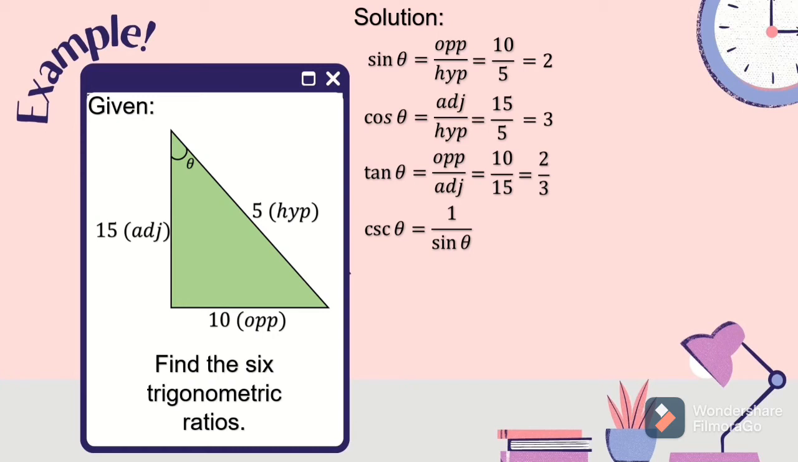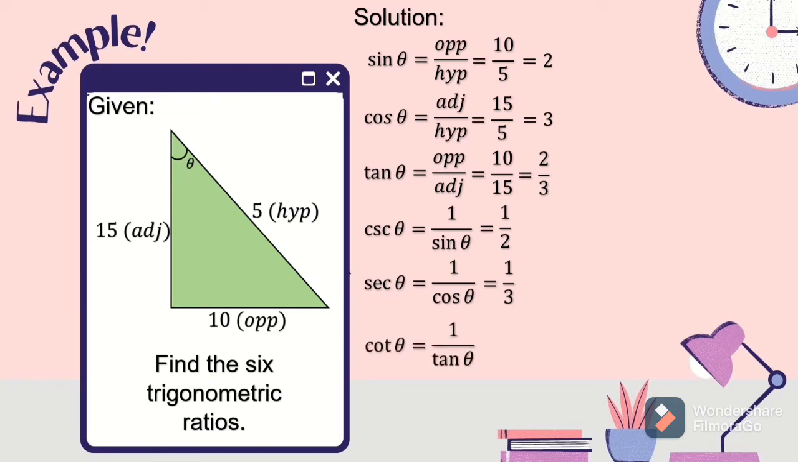Next, cosecant theta is 1 over sine theta. Since we have sine as 2, so that will be 1 over 2 or 1/2. Secant theta is 1 over cosine theta. Our cosine theta here is 3. So that will be 1/3.